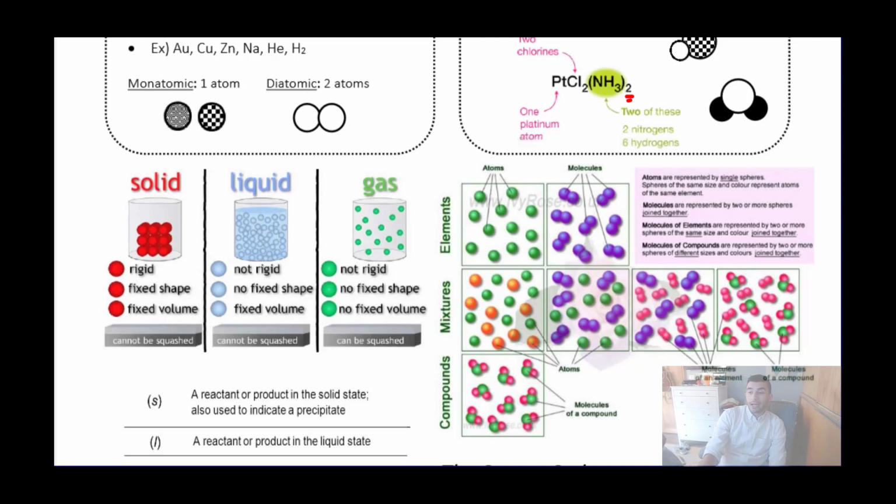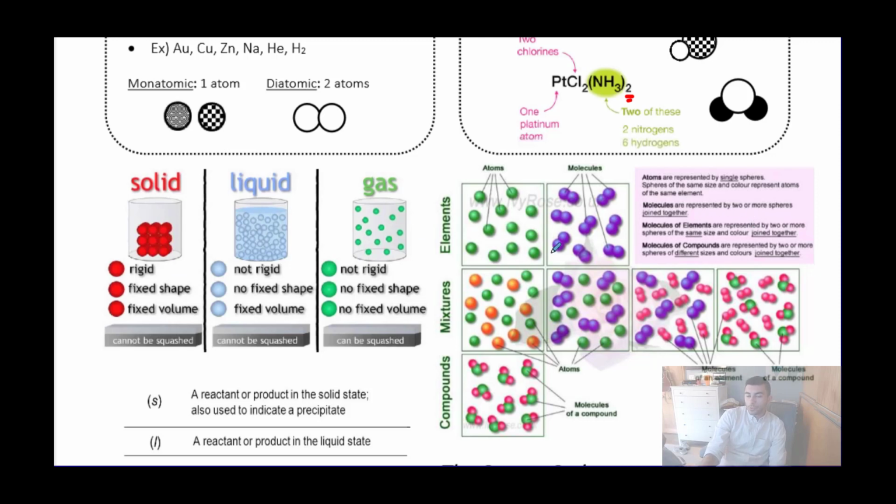We looked at particle diagrams for solids, liquids, and gases. Solids being very rigid, they have a fixed shape and volume, meaning the particles, if we were to draw them out, are going to be very close together. Liquid particles are a bit more random than solids, and gases are the most random. They're very far apart, moving in that constant random straight line motion that we talked about when we looked at gas laws.